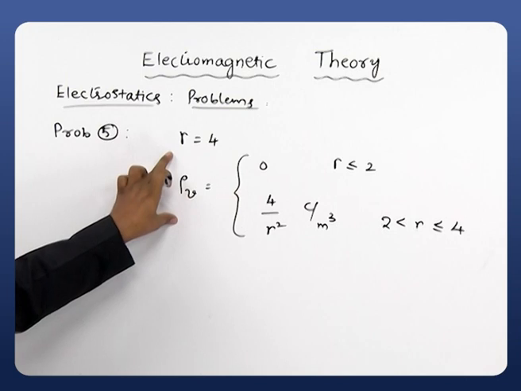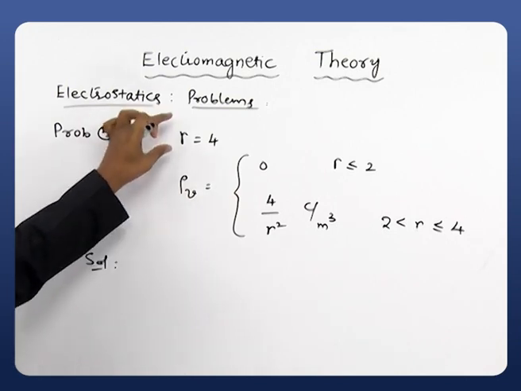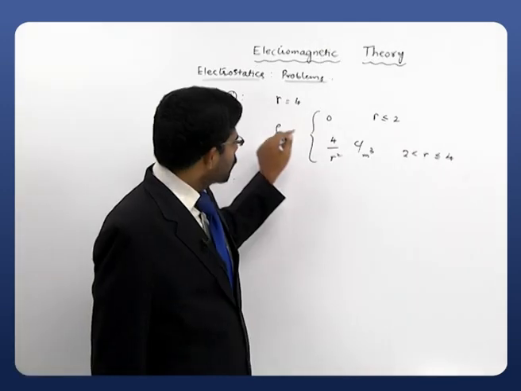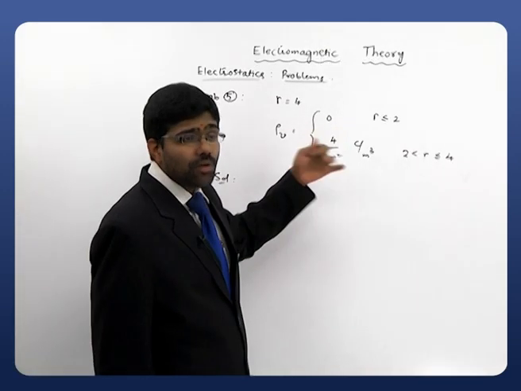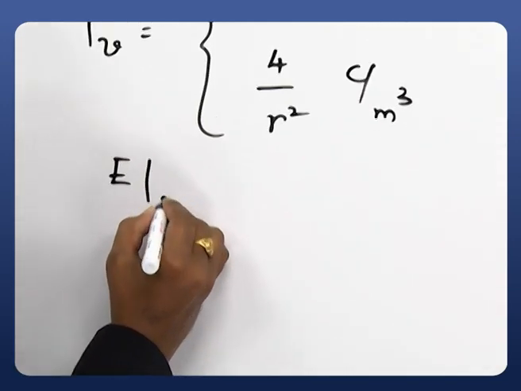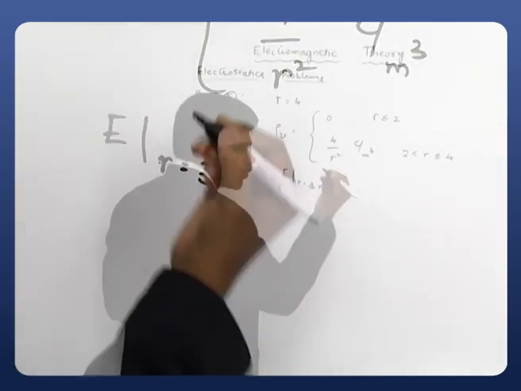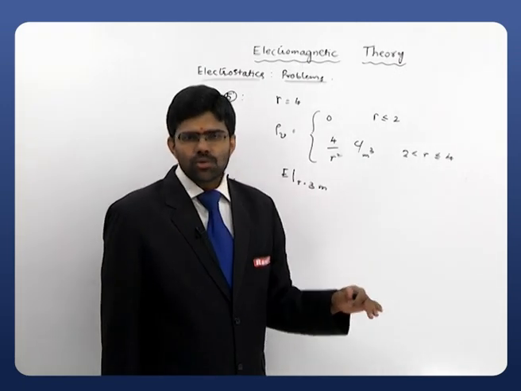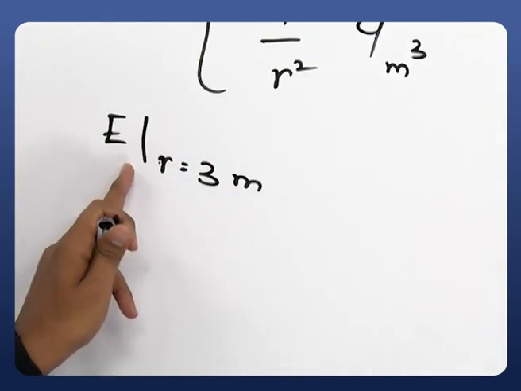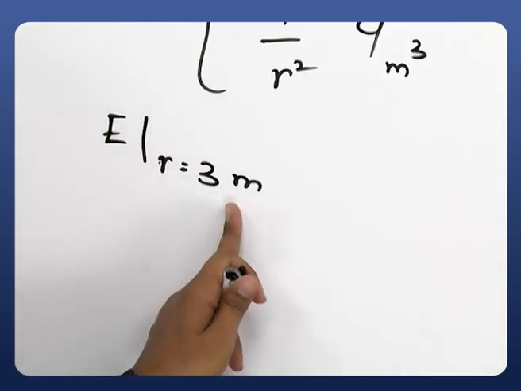So this is the charge distribution which is given to us, and this is the spherical shell we have with radius r equals 4. In that one, rho v is the charge distribution. Now we need to calculate the electric field intensity at another location, that is E at r equals 3 meter. In our previous case, r equals 2 meter, since there is no charge, it is equal to 0. Now we are supposed to calculate the electric field intensity at r equals 3 meter.